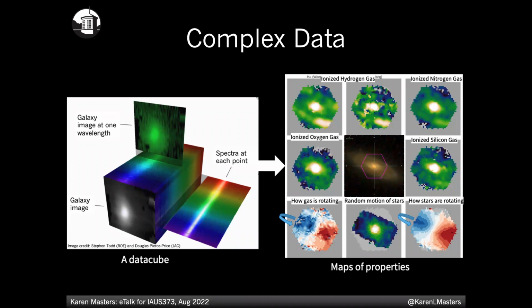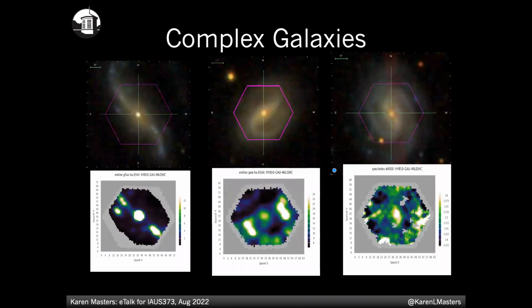The MaNGA data go in these sort of hexagonal shapes. So there in the middle, you see the optical image of the galaxy with the hexagon overlaid, and the maps there have this sort of hexagonal shape. So the data is complex, but galaxies are also complex. They show a lot of different features and structures.